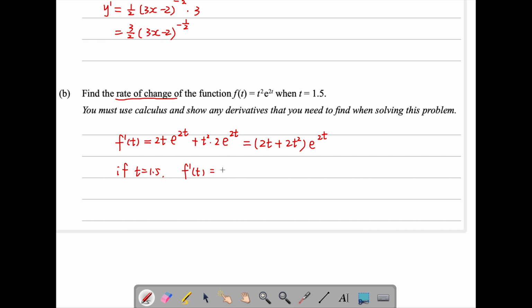should be equal to 2 times 1.5 plus 2 times 1.5 squared and then times e to the power 2 times 1.5, e to the power 3. And then equal 3 plus 4.5 and then e to the power 3. So the final result is 7.5 e to the power 3.